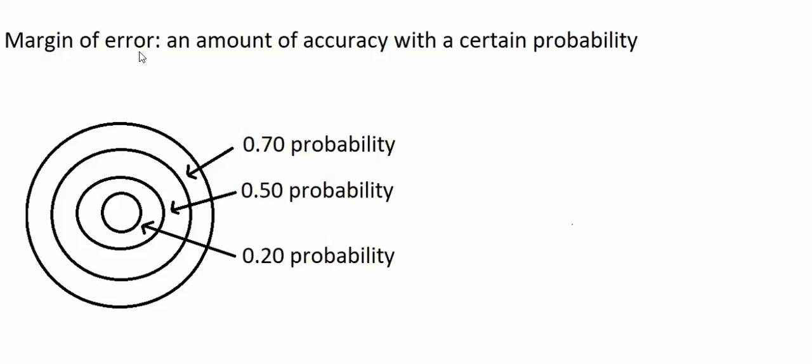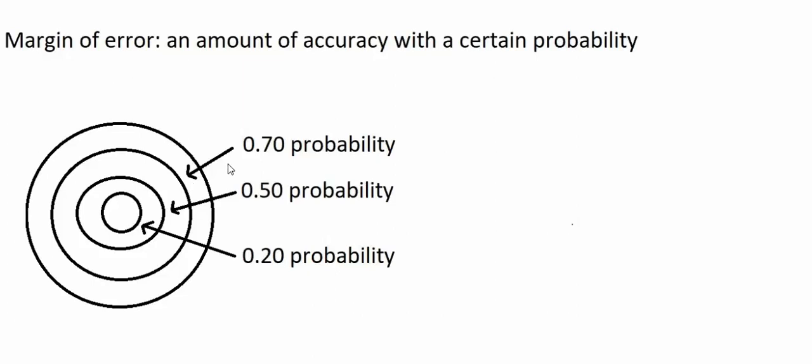The margin of error, or a margin of error, is an amount of accuracy with a certain probability. I like to start off with the target analogy because I think that gets the concept across pretty well. So imagine you're shooting a dart at a target, and based on your skill level, you have a 0.70 probability of making it inside this ring right here. You have a 0.50 probability of making it inside this second ring right here, and you have a 0.20 probability of making it inside this inner ring right here.